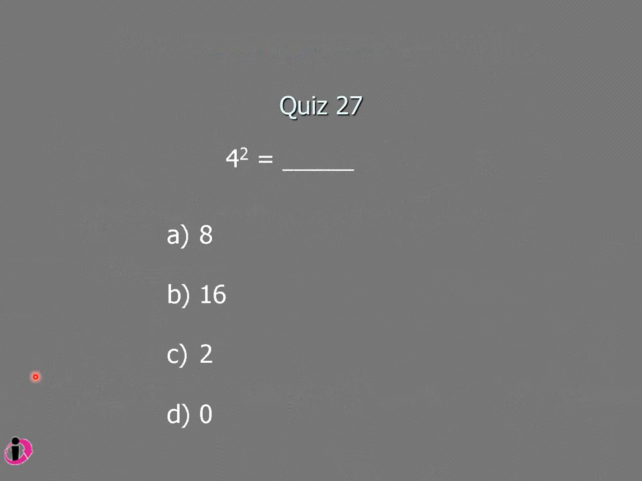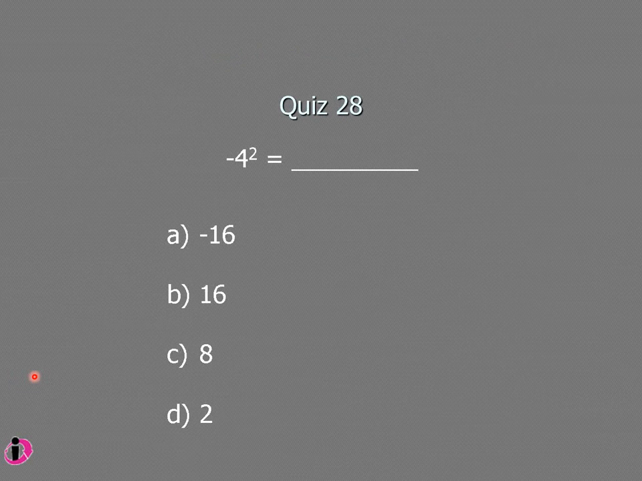Let's look at some example. 4 square is meaning what? 4 times 4, right? 16. Negative 4 square. It's negative 16, right? Because the important thing is negative is not under square. Negative is out of square, right? You did not square the negative sign.